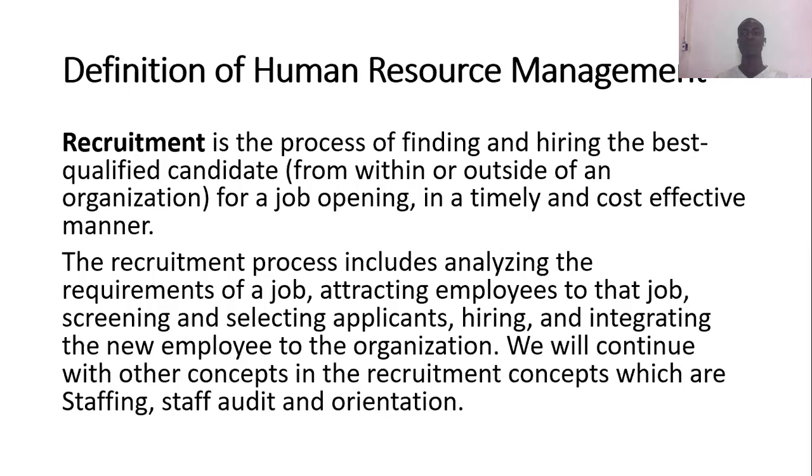After you advertise, people are going to apply. Different people are going to apply. Then you're going to choose the best qualified candidate for that job. So that's recruitment. The recruitment process includes requirement of the job, attracting employees for the job, screening, selecting applicants, hiring, and integrating new employees in the organization. After you advertise, people are going to apply. After they apply for a job, you're going to screen amongst the candidates. You can have 20 candidates just for one position.